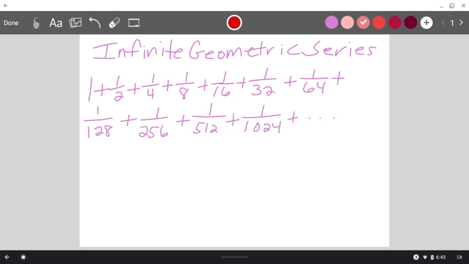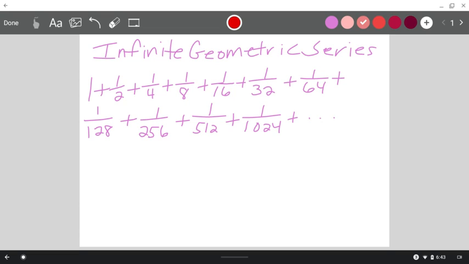Hello, this lesson is infinite geometric series. So the previous lesson was finite geometric series. That means we can count the number of terms that we're going to be adding together. It ends, it's a specific number of terms.